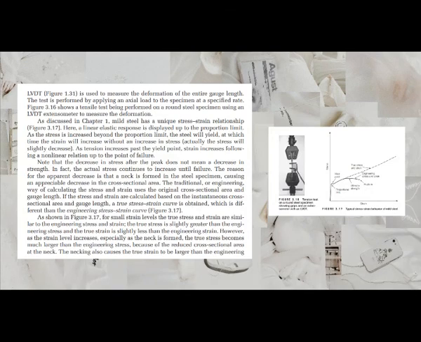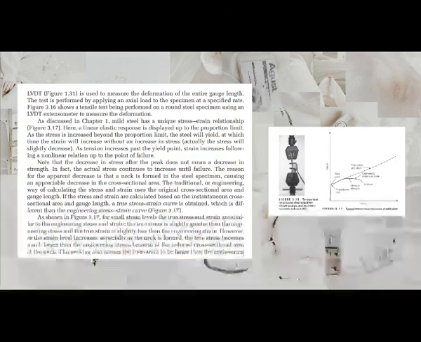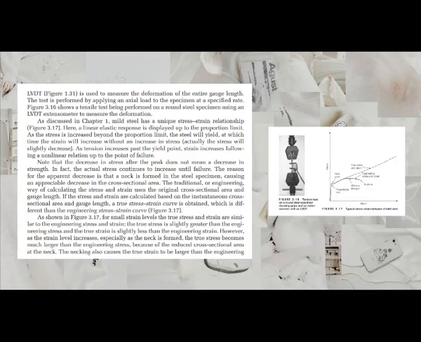The reason for the apparent decrease is that a neck is formed in the steel specimen, causing an appreciable decrease in the cross-sectional area. The traditional, or engineering, way of calculating the stress and strain uses the original cross-sectional area and gauge length. If the stress and strain are calculated based on the instantaneous cross-sectional area and gauge length, a true stress-strain curve is obtained, which is different than the engineering stress-strain curve, Figure 3.17.